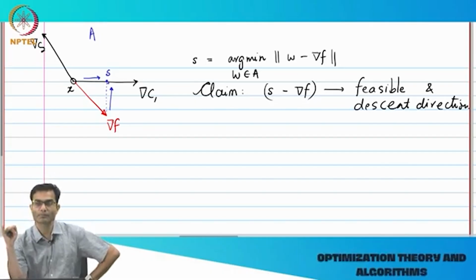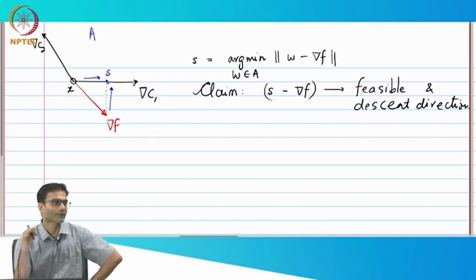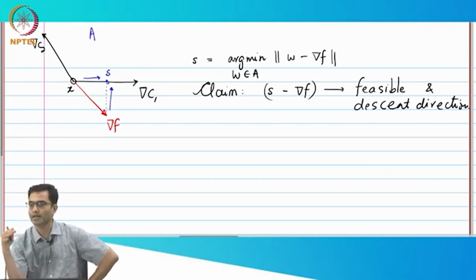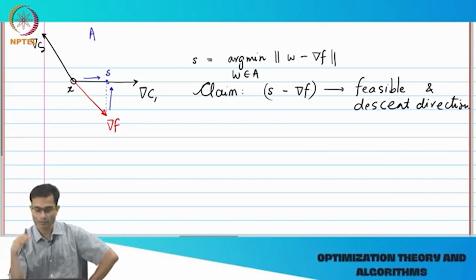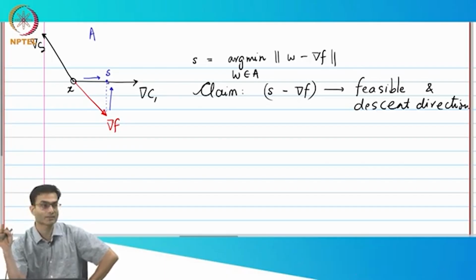So, while the problem is still fresh in your mind, what are we trying to prove? We said that for the implication of KKT to hold, I should have that grad f must live in this cone. Then we said, let us do proof by contradiction. That means grad f should not be in this cone. Now, that is what we started out with. Now, if I find that S minus grad f is both feasible and a descent direction, what does that imply?